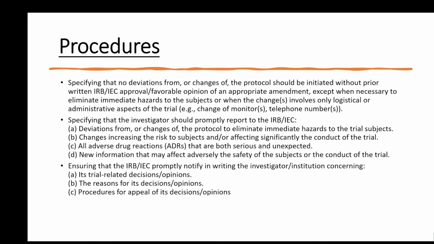The ethics committee should also promptly notify the investigator and institution in writing of its concerns. So if there is any trial related decision or opinion, they have to notify it, along with the reason for the decisions or opinions taken. The procedures for appealing the decisions and opinions also have to be informed. So it should be mutual. The investigator has to inform, and the ethics committee also has to inform if there are any changes or any specific modifications to the protocol.